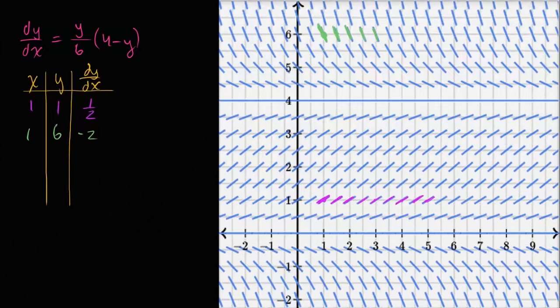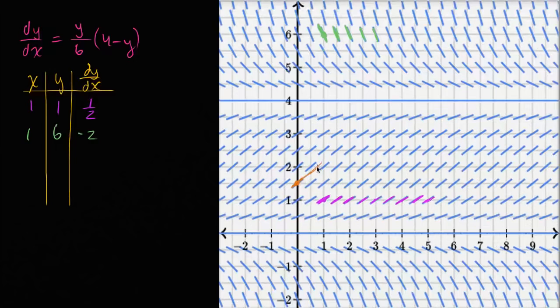So let's say that we have a solution that goes through this point right over here. So what is that solution likely to look like? And once again, this is going to be a rough approximation. Well, right at that point, it's going to have a slope, just as the slope field shows. And as our y increases, it looks like our slope.